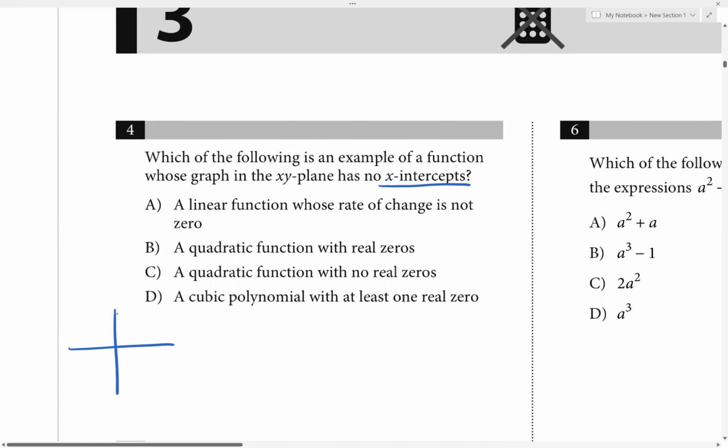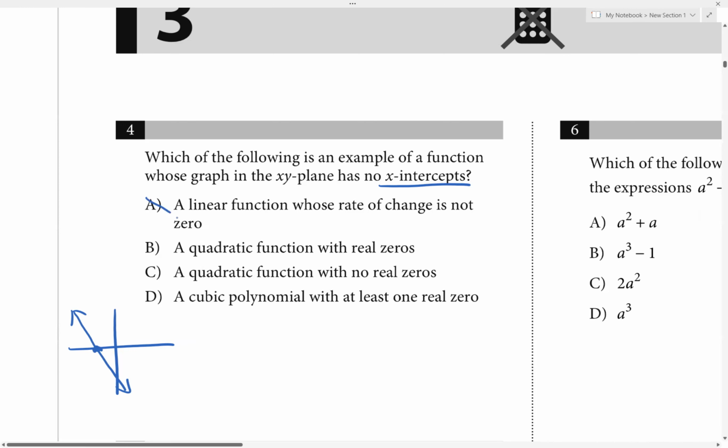If you have a positive slope, it will be like that, right? It will cross the x-axis. Or we can have a negative slope like that. Again, it will have to cross the x-axis at some point, because a linear function goes on forever, right? So eventually you have to go through the x-axis, because you can't just put a horizontal line. So A will have an x-intercept. Okay, so A is not the answer then.